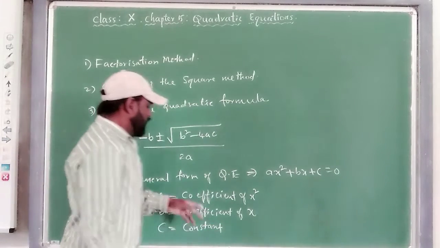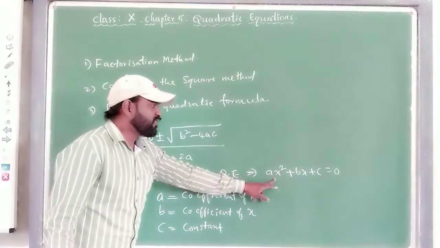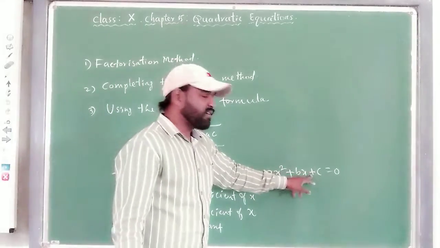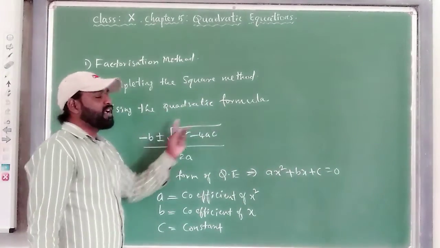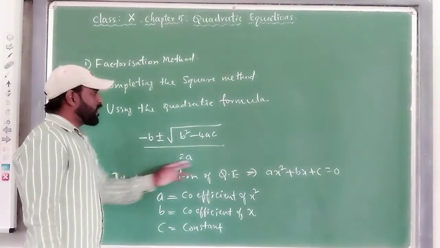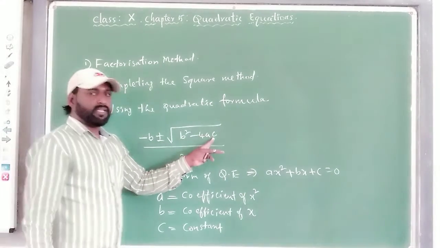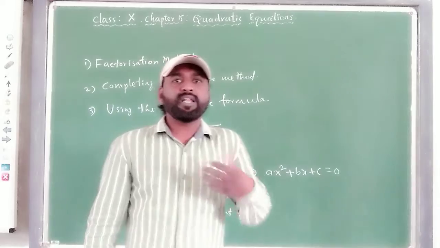So, by comparing the given quadratic equation with the general form, we can identify the value of a, the value of b, and the value of c. By substituting the a, b, c values in the quadratic formula, we can find the solutions of the quadratic equation. In this quadratic formula, we have b square minus 4ac. This b square minus 4ac is called the discriminant.